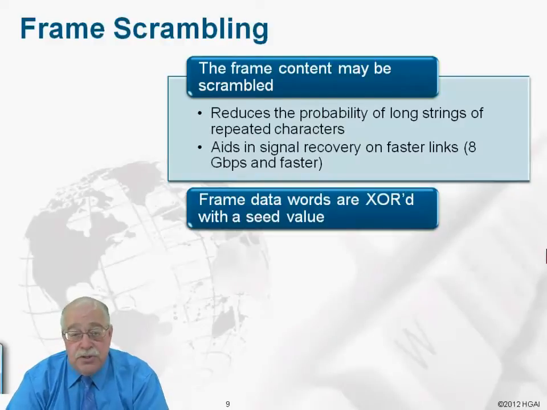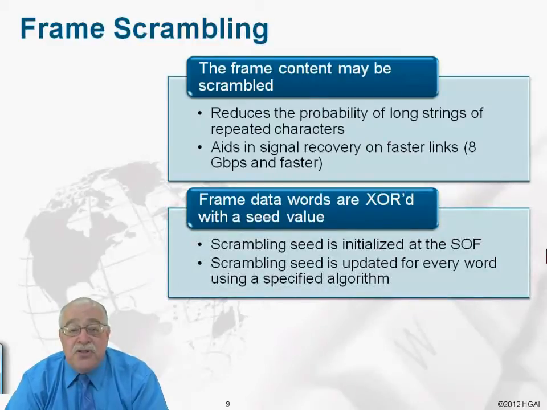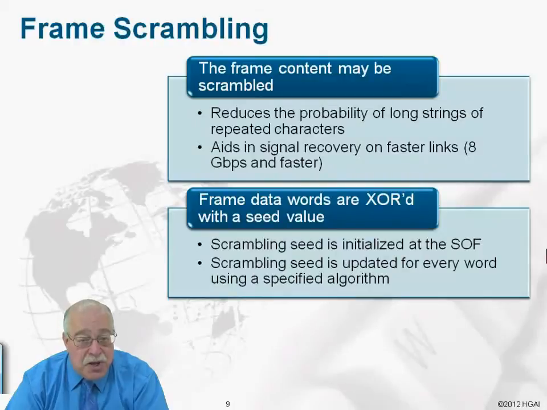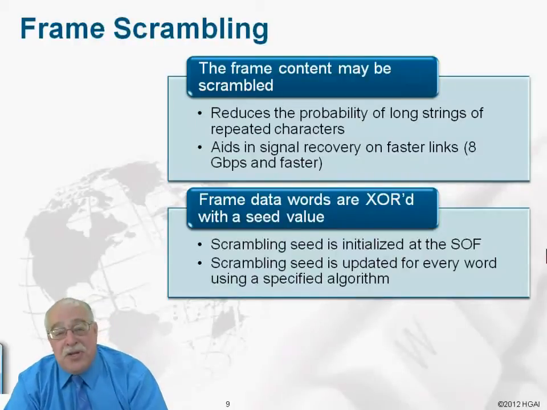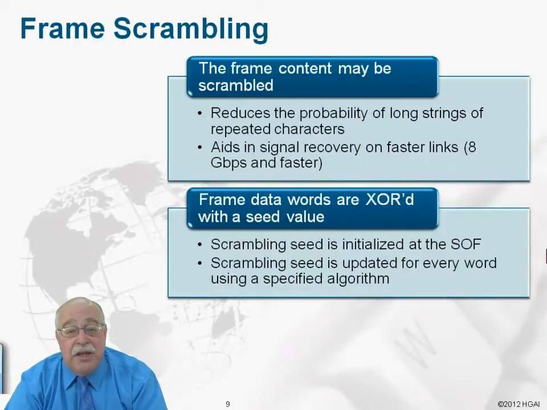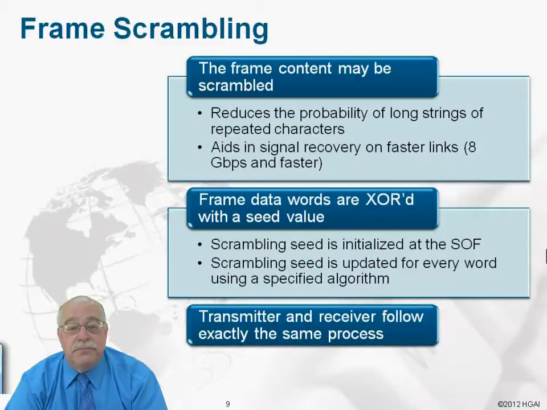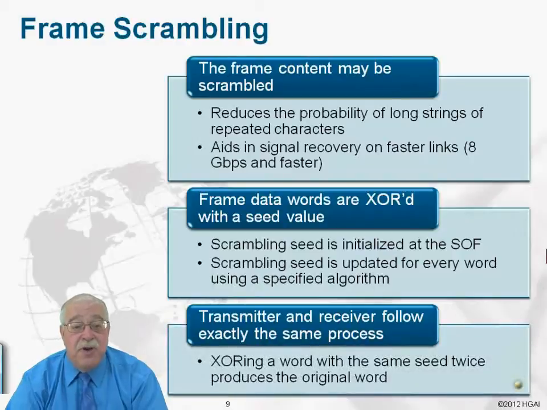Frame data words are XORed with a seed value that causes us to scramble the information such that the repeating pattern disappears. We'll scramble the data on the transmit side. We'll unscramble the data on the receive side of a link. And again, we follow the same process with the same seed value.